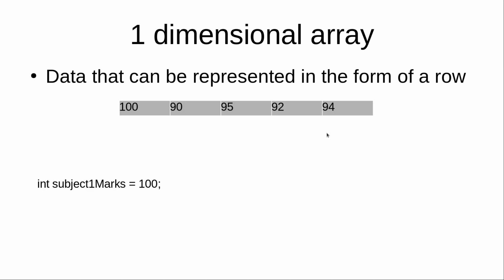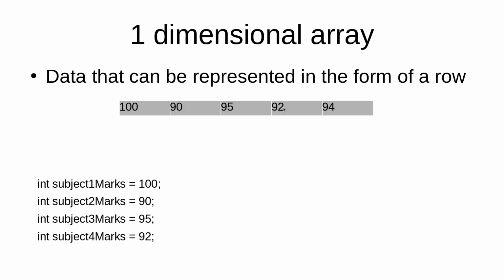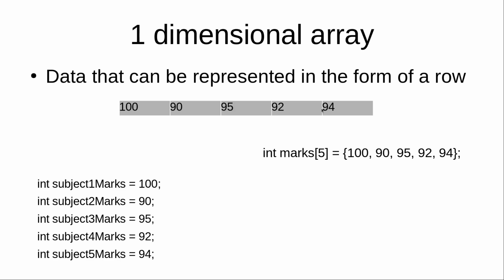In the way that we already know, if we have to store these 5 values in variables, we will declare 5 different variables, like int subject1marks equal to 100, int subject2marks equal to 90, int subject3marks equal to 95, int subject4marks equal to 92, and int subject5marks equal to 94. But when it comes to a one-dimensional array, this is the way we can represent the data.